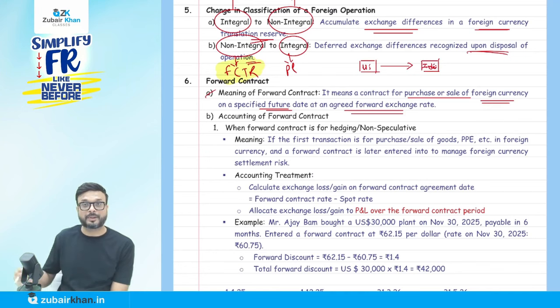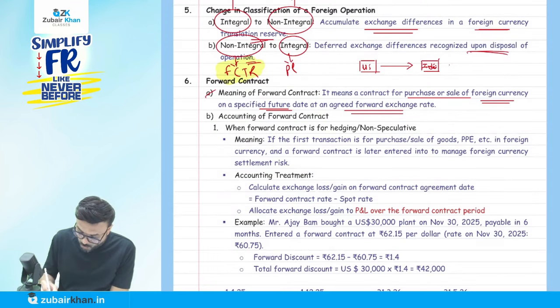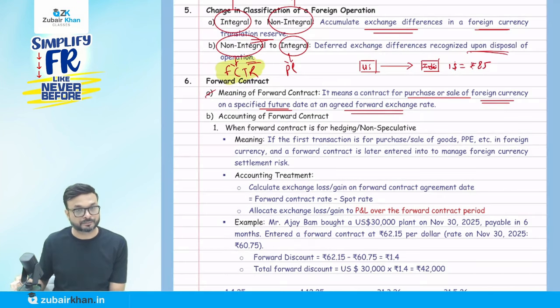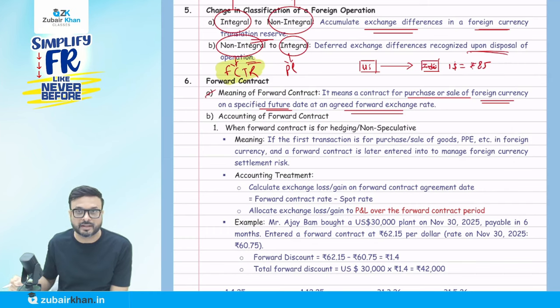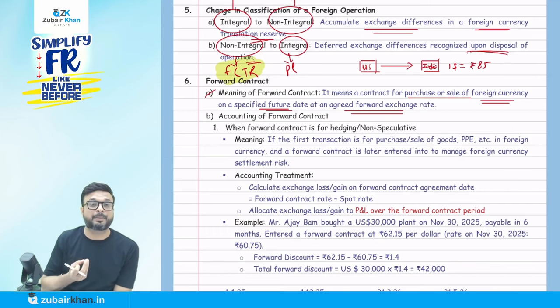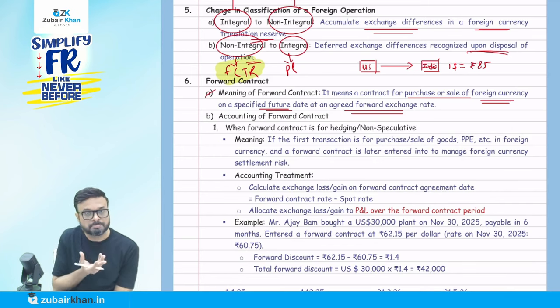Okay. Now what happened? I import something, so I am liable to pay. Suppose today $1 is equal to rupees 85. So I am liable to pay how much? 85. But I say I will pay them after, suppose, 4 months. But I am worried. Suppose I purchase something of $1,000. So today if I pay them, I am liable to pay for $1 how much? 85.